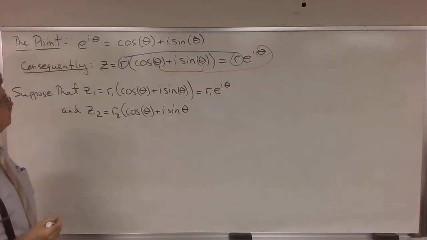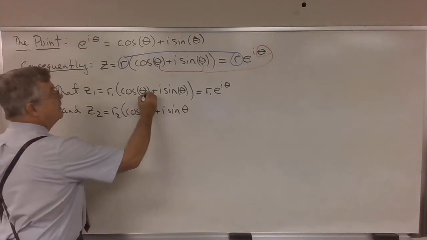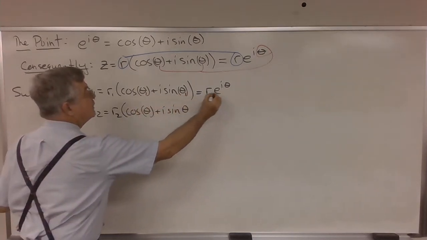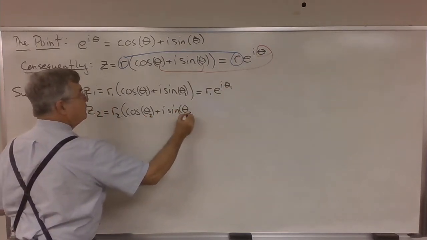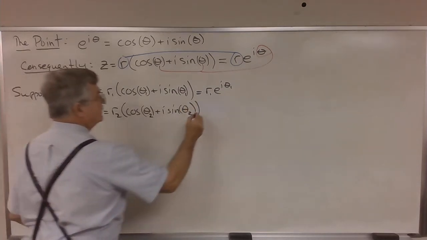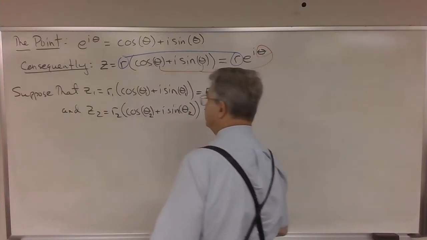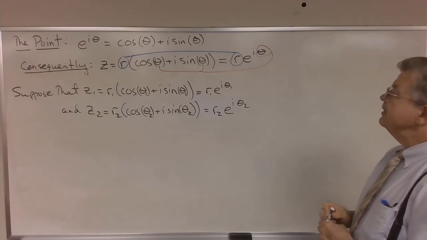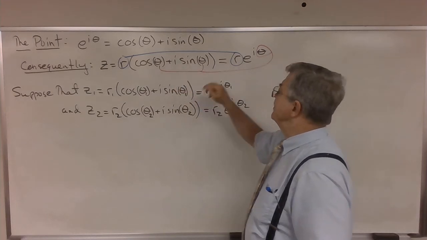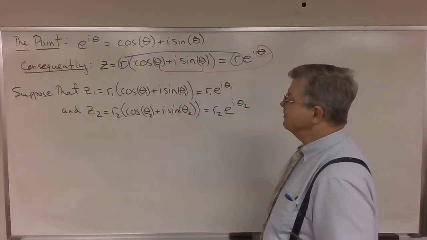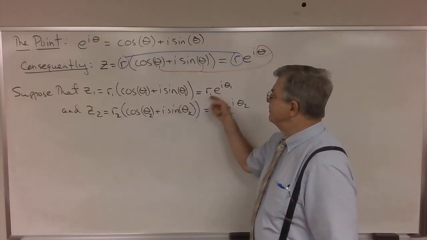And you know what? I need to have subscripts for my angles, don't I? Theta 1, theta 2. Okay, we're assuming that this identity holds. If r cosine theta plus i sine theta equals r e to the i theta, then we can represent z1 and z2 two different ways.